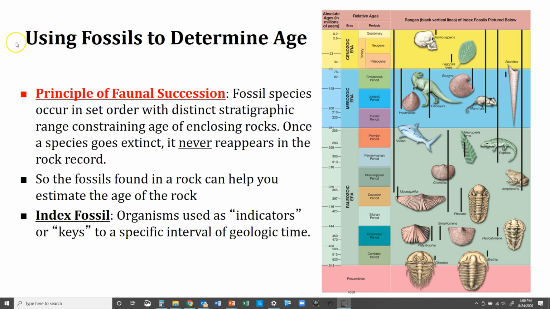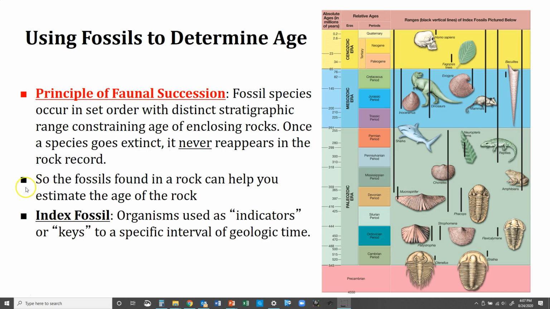All right, our last topic related to absolute dating is the use of fossils to determine the age of a rock. So oftentimes we use fossils and radiometric dating together to do absolute dating. So our guiding principle here, this is basically just another one of those laws of geology, and it's the principle or law of faunal succession, which tells us that fossil species occur in a set order within distinct stratigraphic ranges, constraining the age of those rocks. Once a species goes extinct, it never reappears in the rock record. So basically, whenever a species evolves, it appears, it lives for some time, it goes extinct, and it never ever comes back again in that same form.